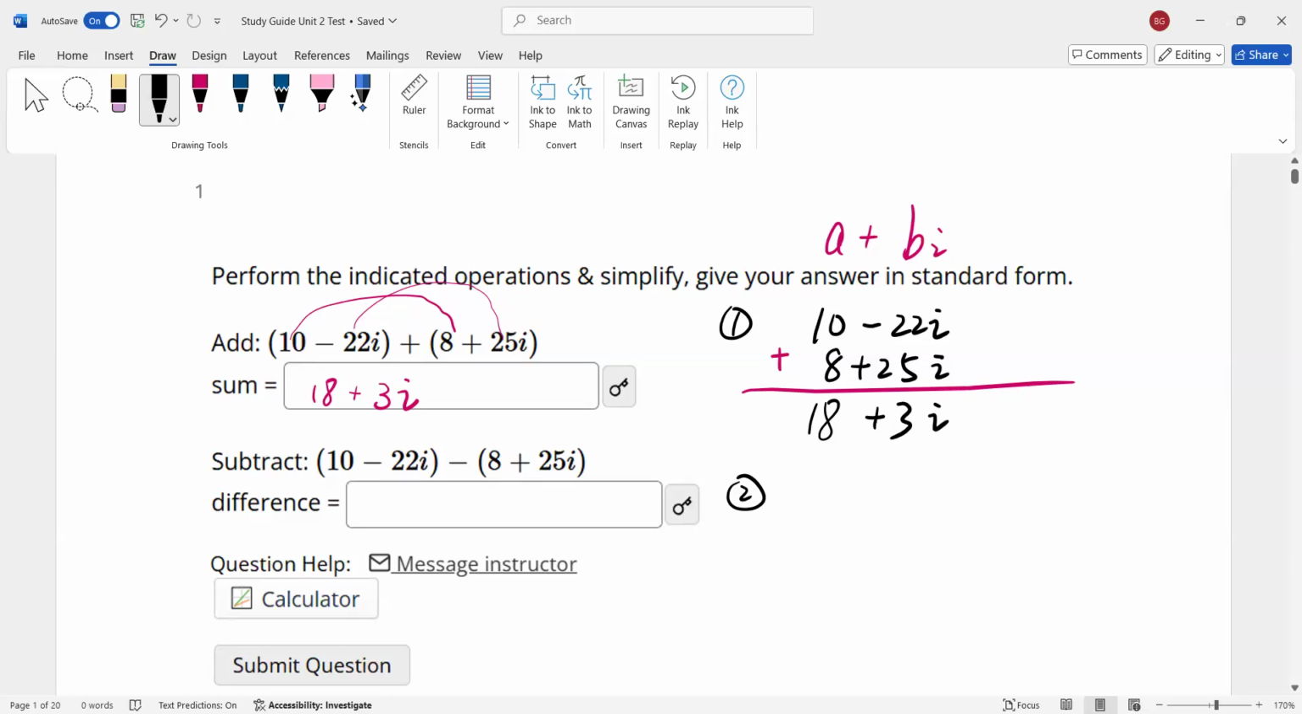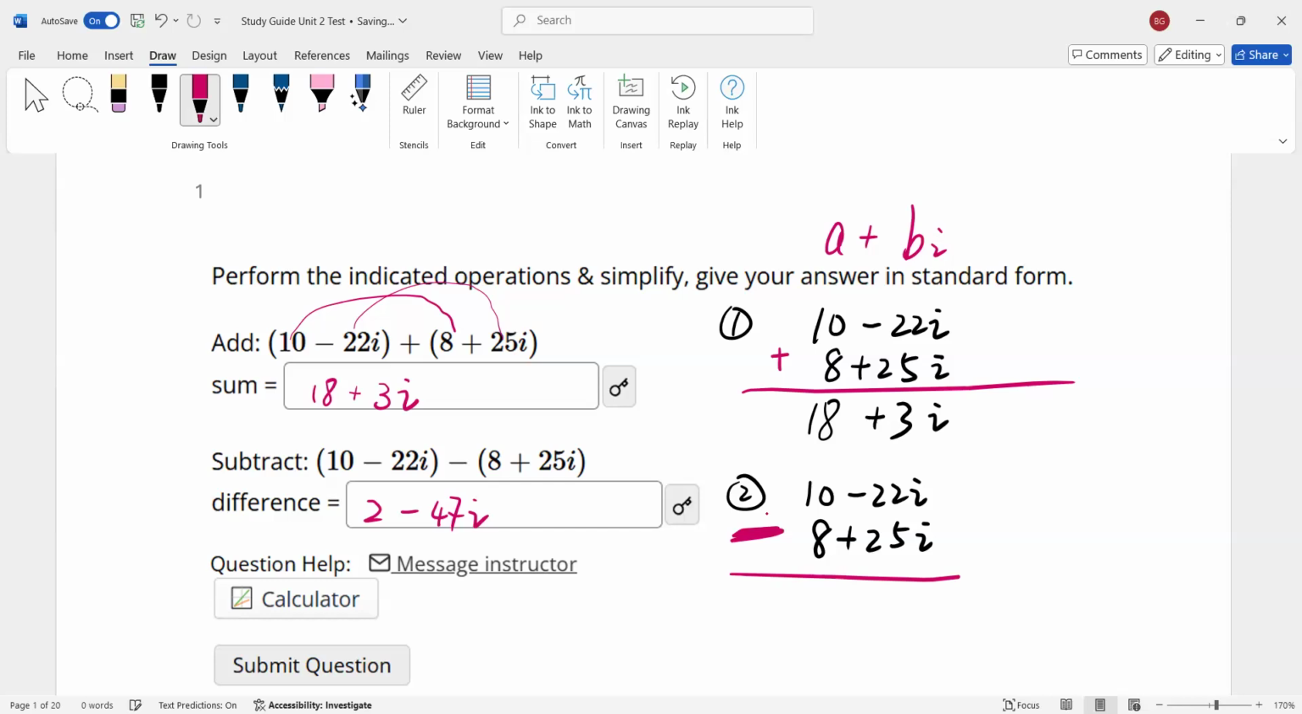Awesome. Correct. Very good. It is 2 minus 47i. Let me show you the two methods. We can use a vertical method if you want, but one step is a little bit uncomfortable. So 10 minus 22i minus 8 plus 25i. The subtraction sign is not the negative sign of 8, it is a subtraction sign, so I use a different color. So use the vertical method to subtract.